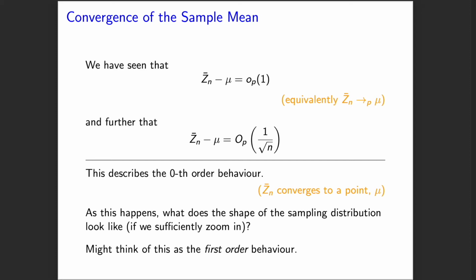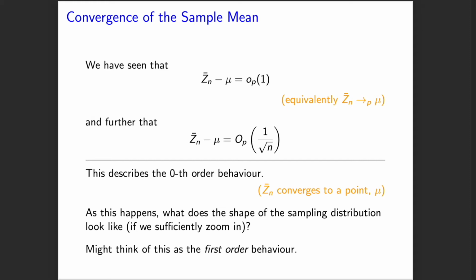And in fact, we know a little bit about that rate of convergence, right? We know that Z bar n minus mu is big O_p of 1 over square root of n. So that difference converges to 0 at least at the rate of 1 over square root of n. And we show this result basically using Chebyshev's inequality and the fact that the variance of the sample mean scales like 1 over the number of observations. So we can think of this as describing the 0th order behavior of the sample mean, that the sample mean converges to a point, mu, the population mean.